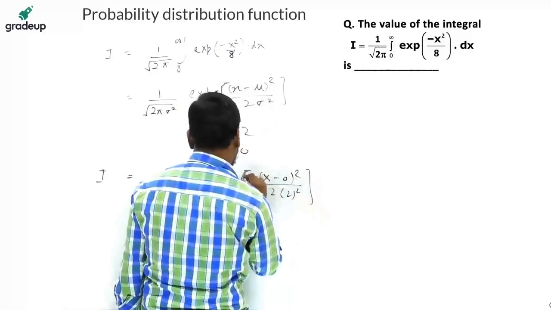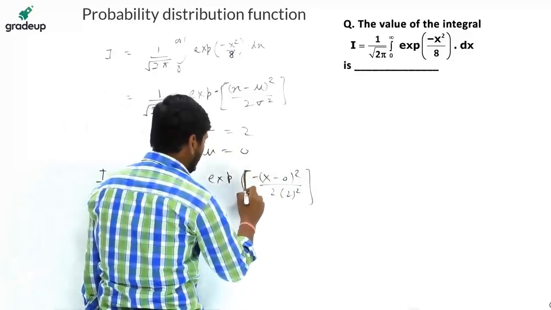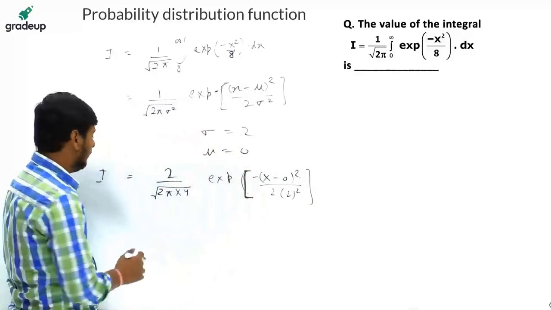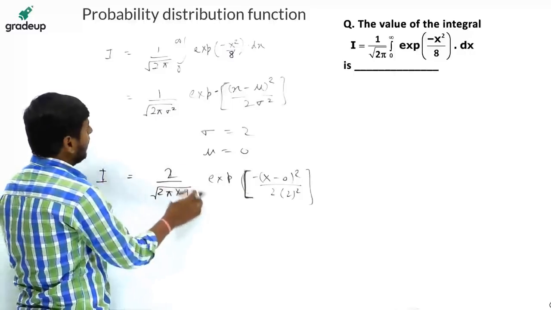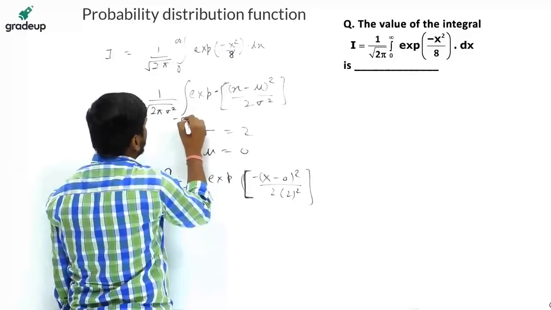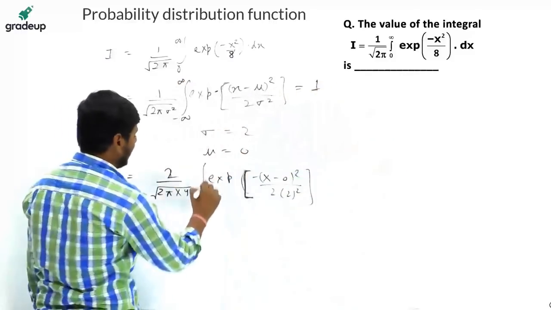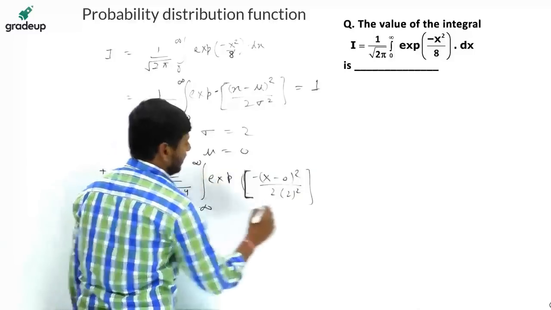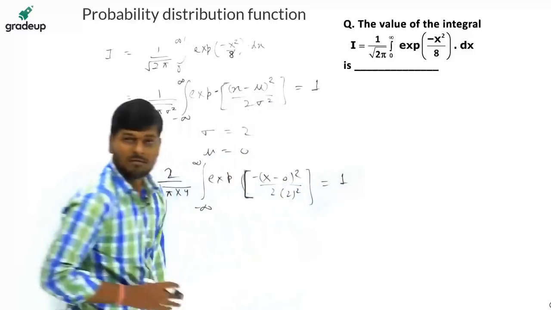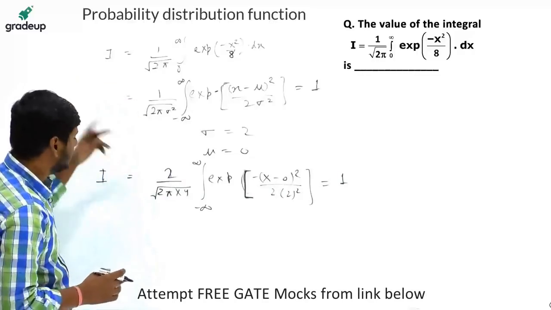This is the function. Now one property you know about probability distribution function is, if we integrate the probability distribution from minus infinite to infinite, we will get answer as 1. Let's integrate this from minus infinite to infinite. This will be equal to 1 only, because this is the Gaussian distribution function only.